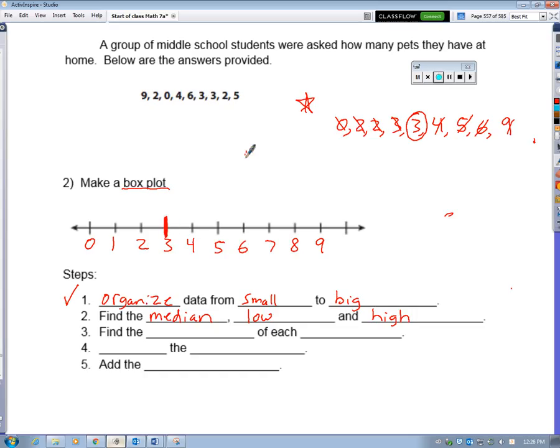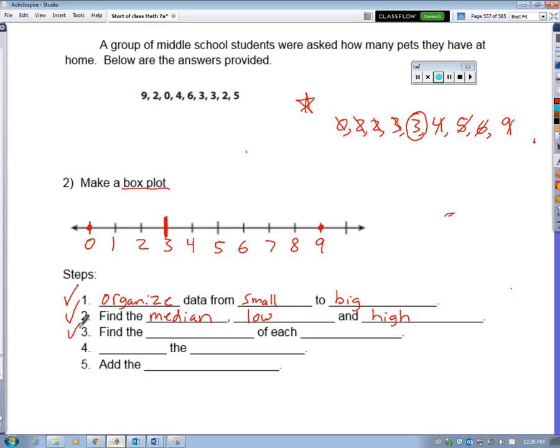Okay? Then we're going to get our low, which is 0. That's the lowest number we have. A dot's going to go right there at 0. Our highest number is 9. A dot's going to go right here at 9. Okay, this is going to make kind of an interesting thing when we're all done here. You guys will see what this turns out to be. Alright, did step 1, step 2.